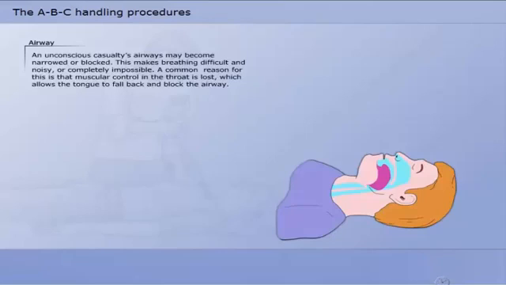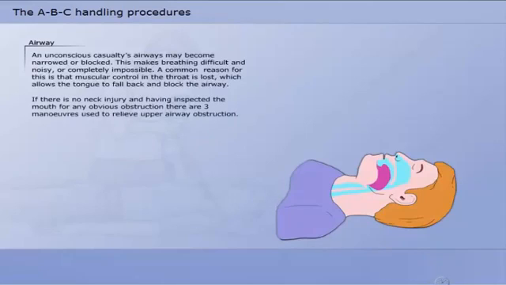An unconscious casualty's airways may become narrowed or blocked. This makes breathing difficult and noisy, or completely impossible. A common reason for this is that muscular control in the throat is lost, which allows the tongue to fall back and block the airway.